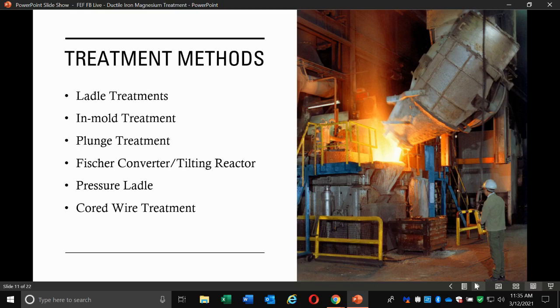So I'm going to cover a fairly wide range of treatment methods that can utilize all the treatment materials I mentioned and fit a number of different foundry operations.